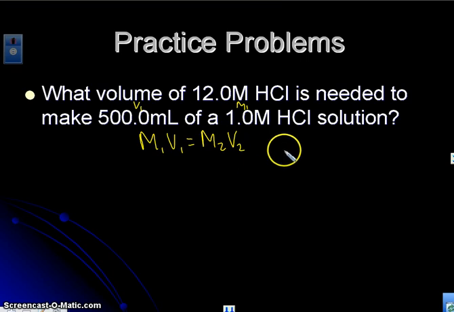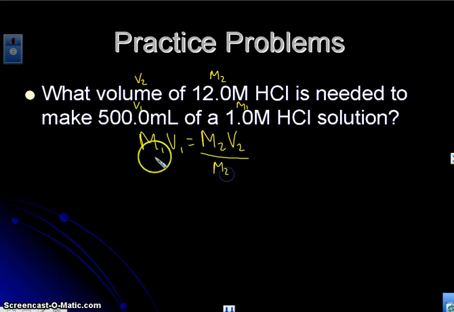Now let's look at the rest of the information in the problem. We have a molarity, and we're being asked for a volume, so we call this M2, and the volume that we're trying to find will be V2. We need to solve our problem algebraically so that we can just plug in our numbers and solve for the answer. So let's get V2 by itself.